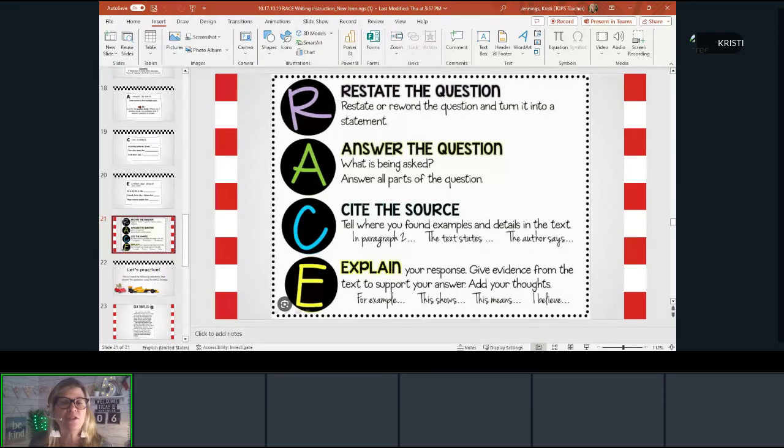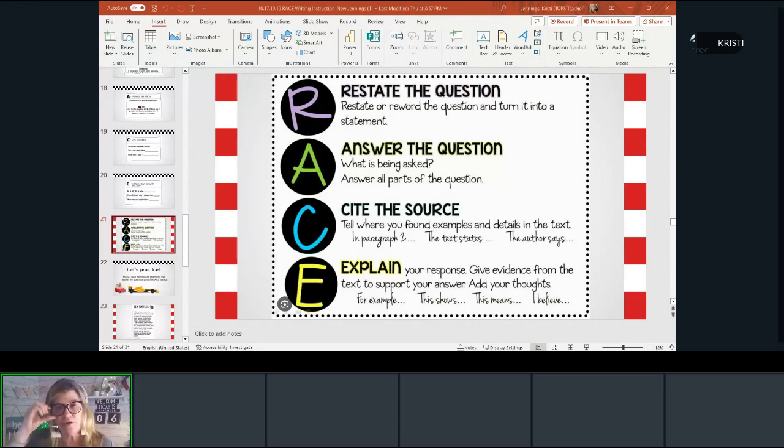Okay? So you're going to cite the source, and cite just means you're going to cite the source where you found your information. But I want you to pick one of the 3 example sentence starters: In paragraph 2, the text states, or the author says. So pick one of those and write it down. I have my pen and notebook. I'm going to put the text states because that one I can remember easier on the tests.